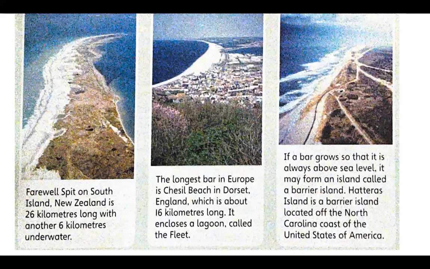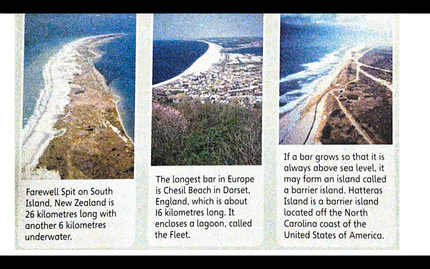So now we have a picture of 3 different coastlines. You will find these pictures on page 33 of your geography books. So we have a coast on the left, a coast in the center, and a coast on the right. The coast on the left is Farewell Spit on South Island in New Zealand, which is 26 kilometers long, with another 6 kilometers underwater. Wow, that's really impressive and amazing.